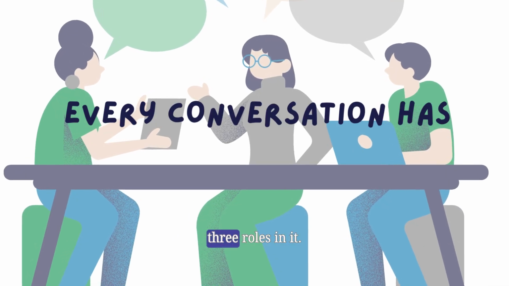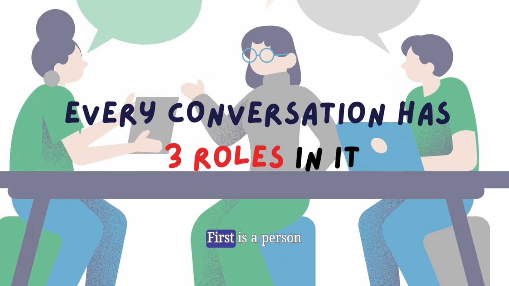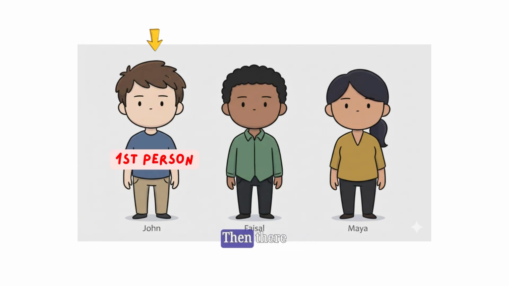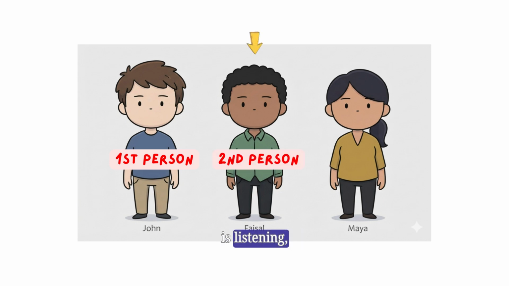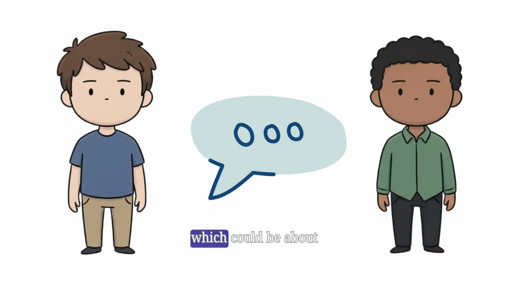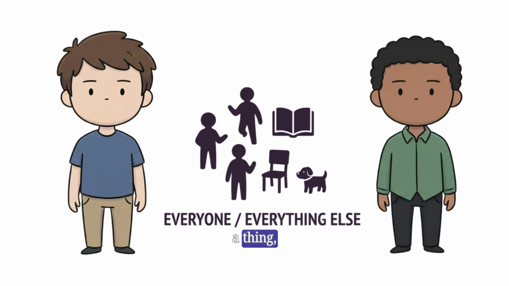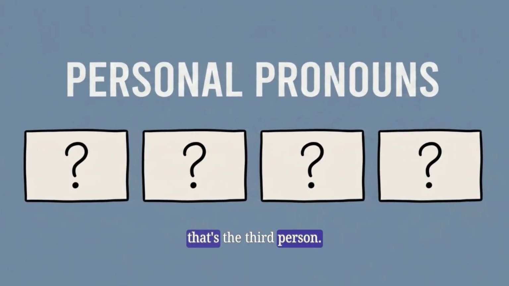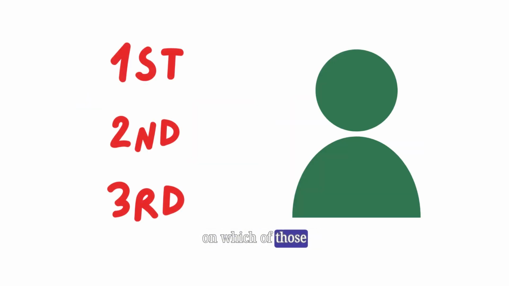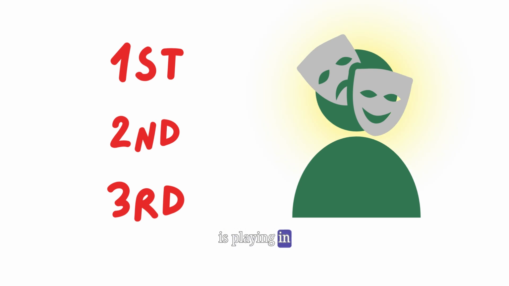Every conversation has three roles in it. There is a person who is talking, that's the speaker, we call it first person. Then there is a person who is listening, that's the listener, we call it second person. And there is a topic which they are talking about, which could be about a person or a thing, that's the third person. A personal pronoun is just a word that steps in for a name depending on which of those three roles someone is playing in that exact sentence.